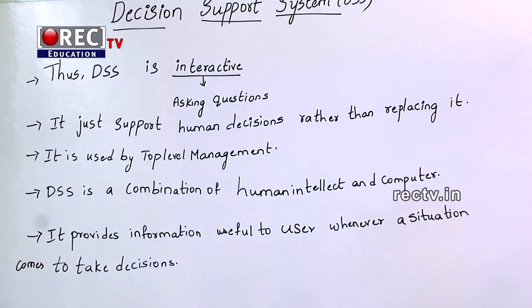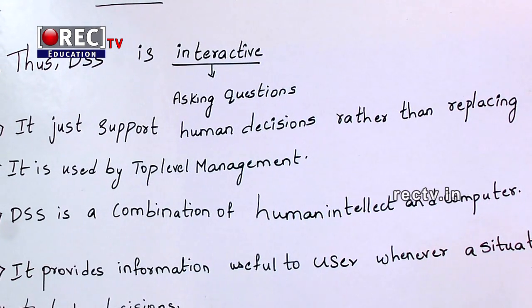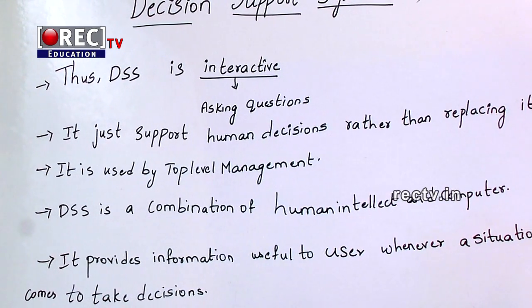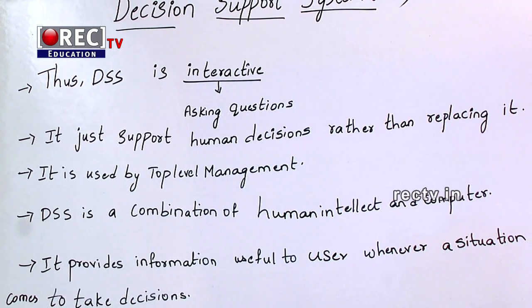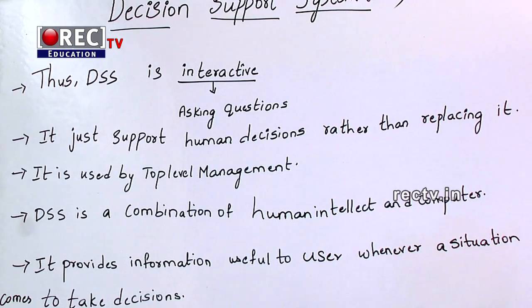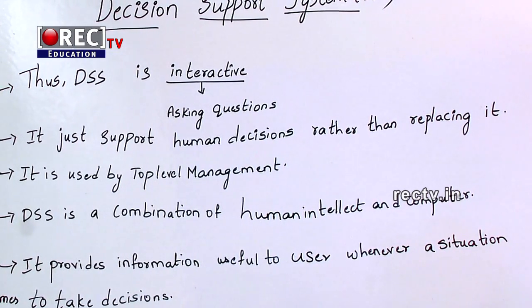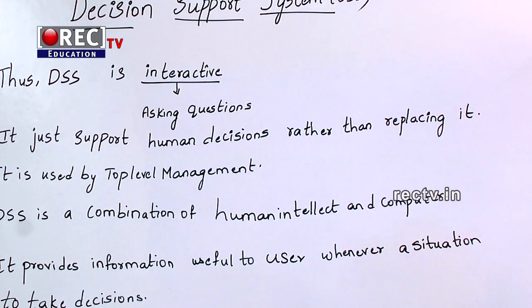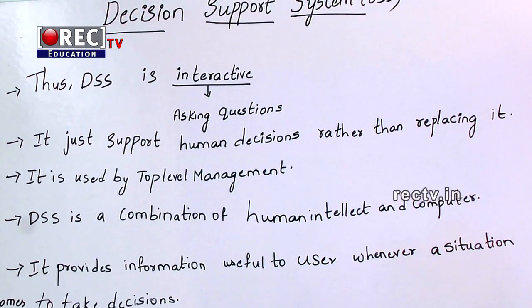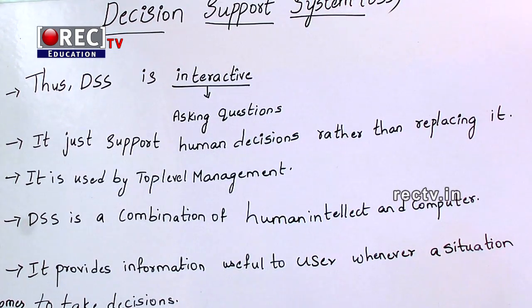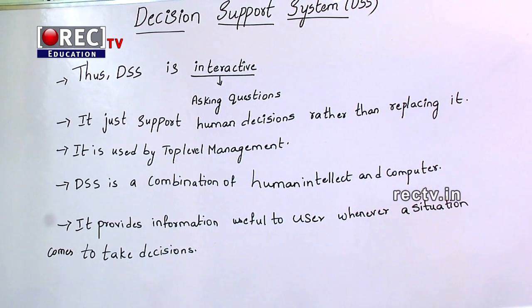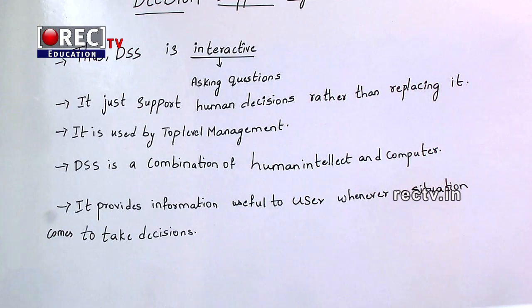Here DSS is interactive. If we consider the example, the DSS is frequently asking questions and the user is giving answers to the questions asked by the DSS. Thus DSS is interactive. The next point is that DSS just supports human decisions rather than replacing them. In the example we have seen that Rahul has already decided to introduce the two-wheelers in the market; he has taken the decision, and this system is just supporting the decisions taken by Rahul.